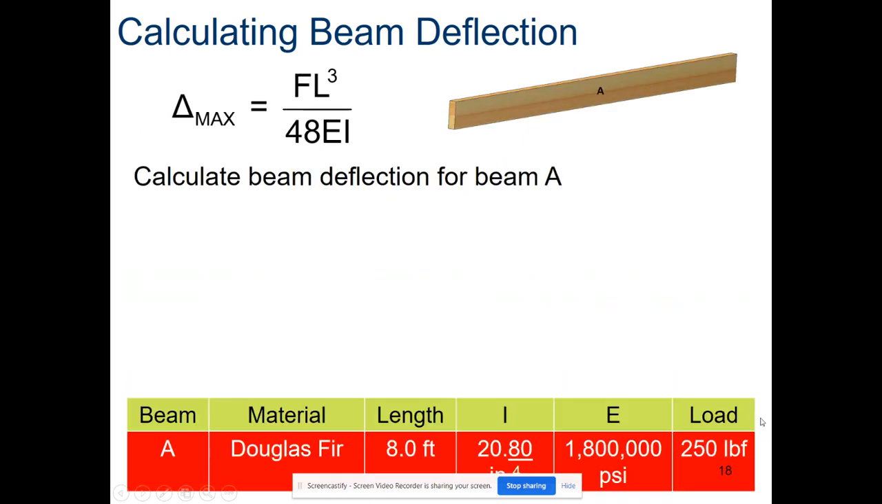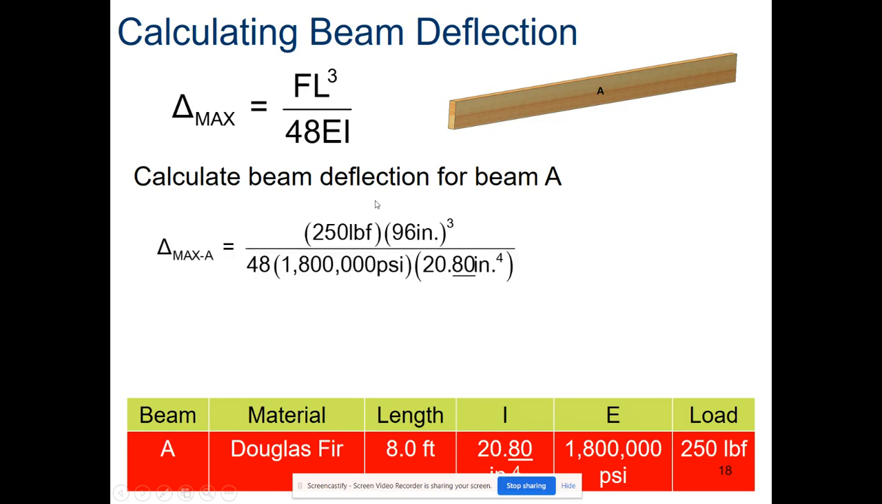So that's going to be one of the first things we need to do is convert that length. Okay, so we're going to do this first for beam A, which is the wooden one made of Douglas fir. So we look at our force was 250 pounds. That was, again, we got directly from our data down here in this table.